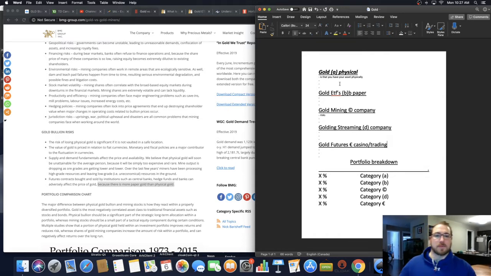Just gonna put these because this is gold: the physical gold, gold the ETF, the paper gold. We have gold mining, which is more or less a company. Gold streaming, which is another company, basically an investment company. And we have gold futures, which I put casino or trading, because we'll get into that.